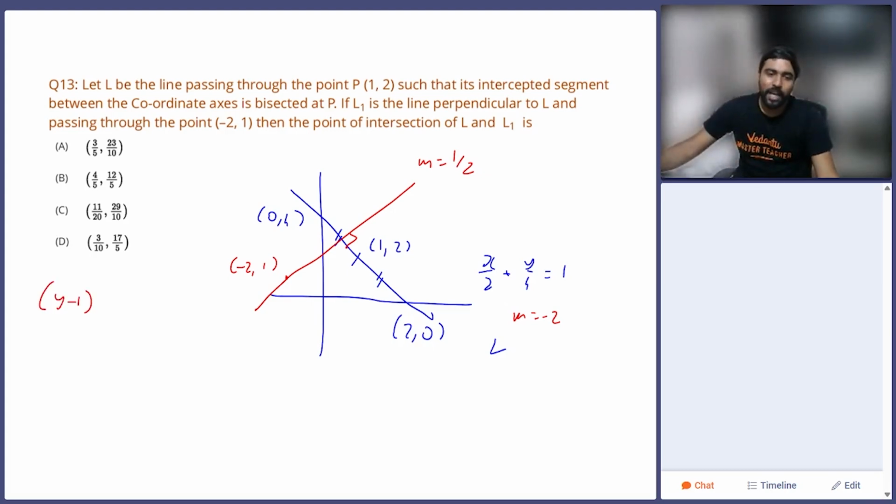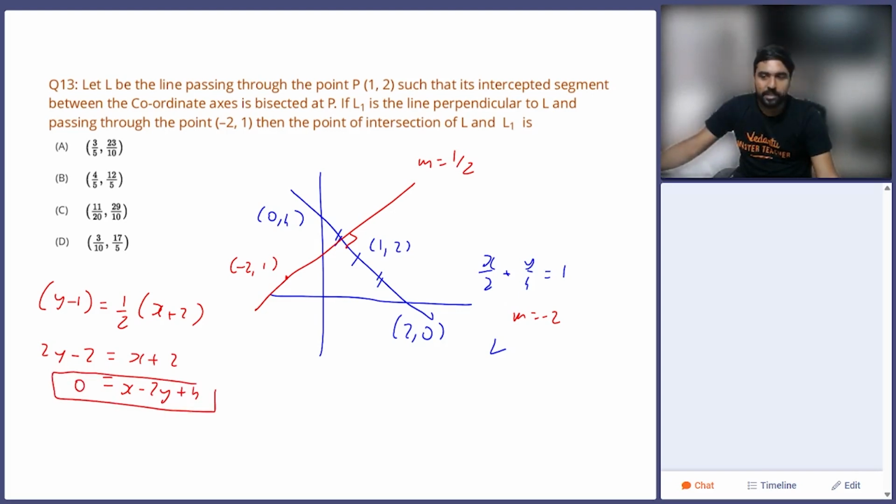Can I say y - 1 will be equal to m into (x - (-1))? So that's basically 2y - 2 = x + 2. That's x - 2y + 4 = 0. And you have the second line, what is this? If I multiply the entire expression with 4, I'll get 4x + y - 4 = 0. So these are the 2 lines.